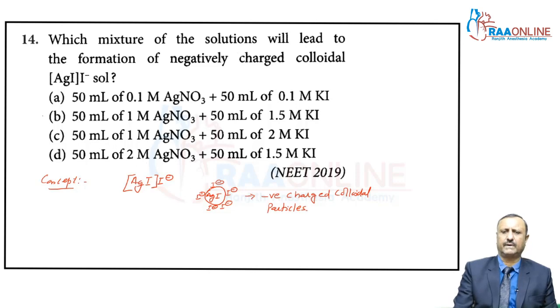When this negatively charged colloidal particle is present on the surface of these ions, it means we get this negative charge. The question is: this negatively charged AgI is formed by which solution? Because, my dear students, when you mix the AgNO3 plus KI solution, both solutions, then you get the AgI precipitate. This is the AgI precipitate. I also taught you this theory. So, this is the theory of colloidal solutions.